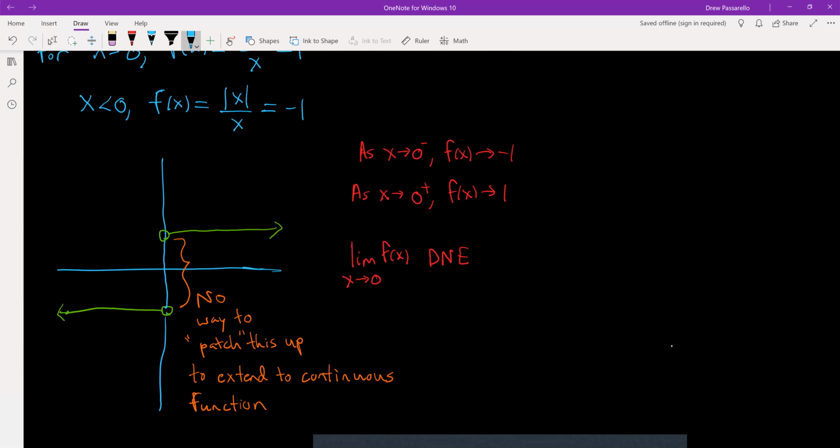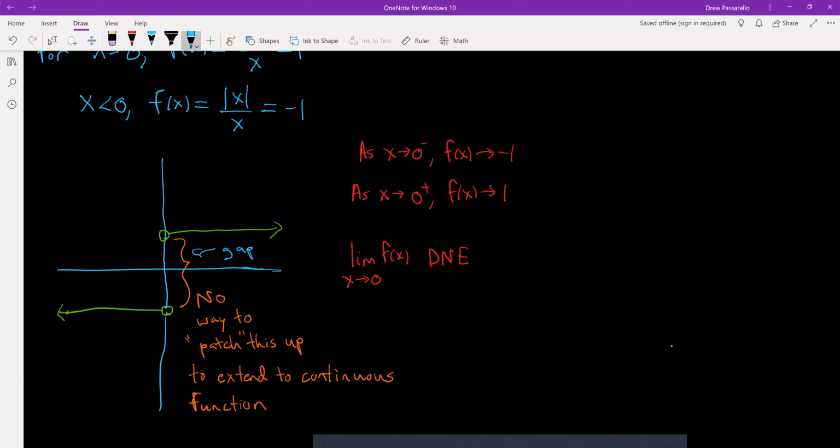So we definitely have these holes at 0, and there's no way to patch this up and extend this to a continuous function because there's this gap that I drew in orange. So there's this gap that we can't account for to extend this into a continuous function.